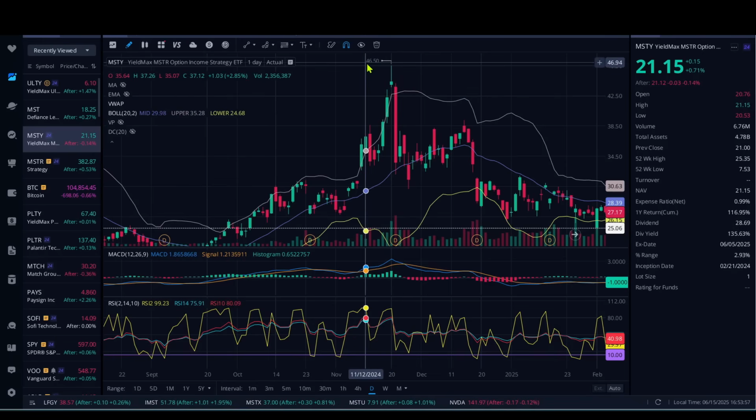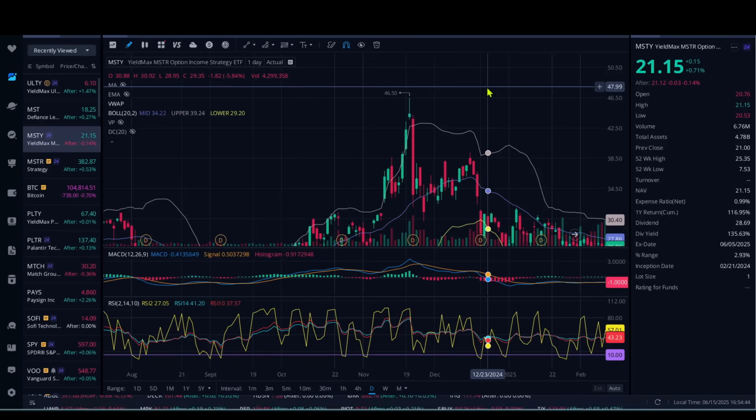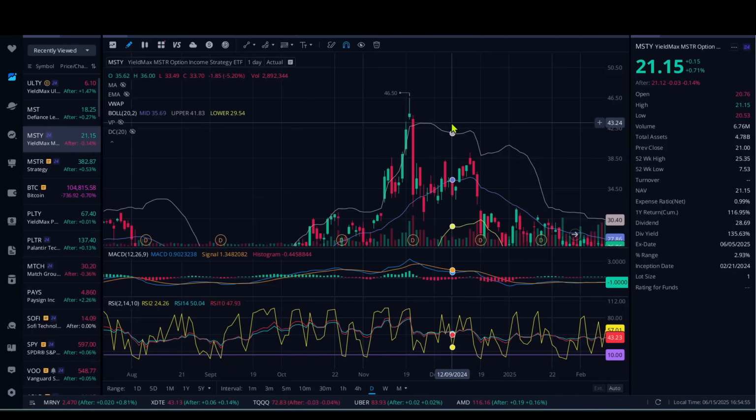And it got as high as $46.50, but it did close at that $44.40. That is using one of the highest price per share costs for MSTY. And that's what we were using for that sheet before.